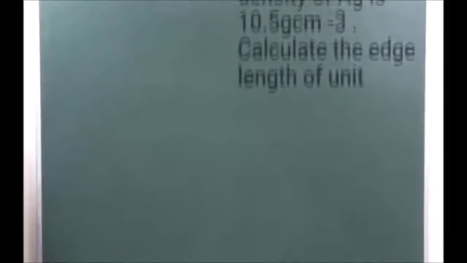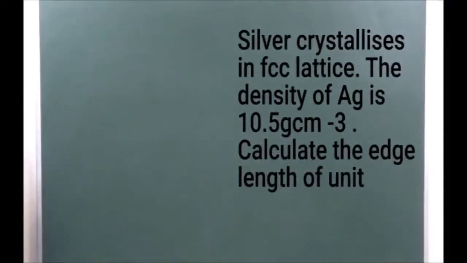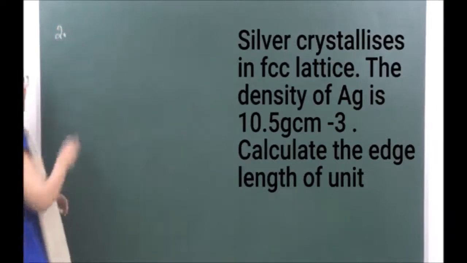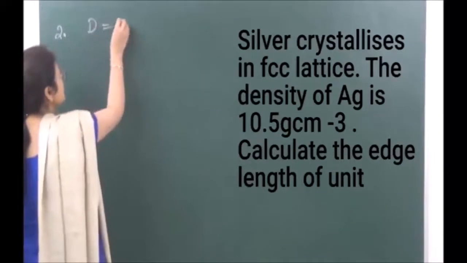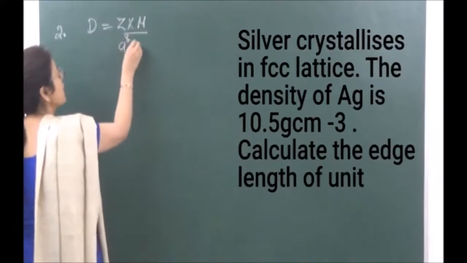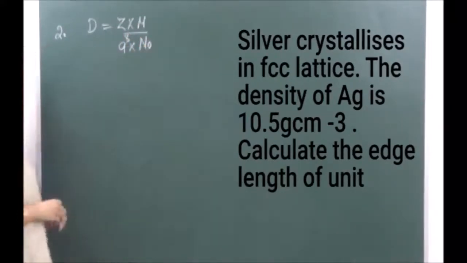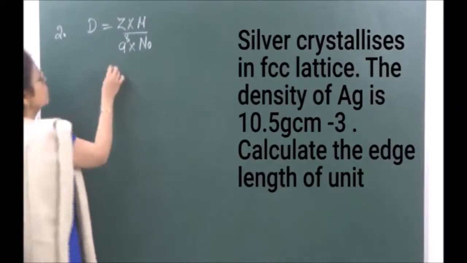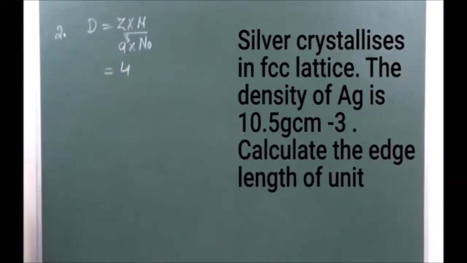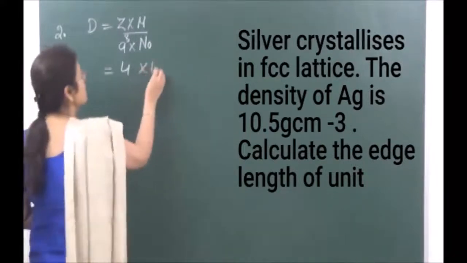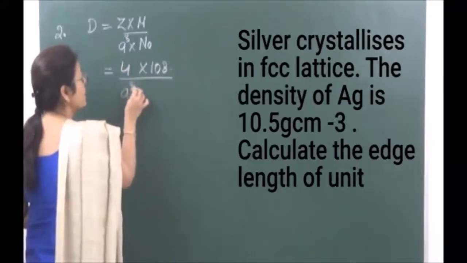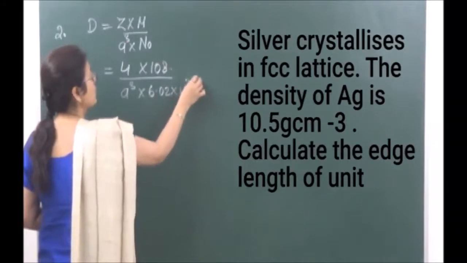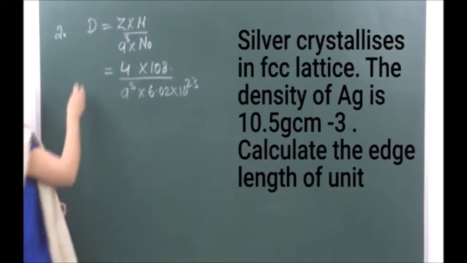So next question, let's see what the question is. Silver crystallizes in a face-centered cubic unit cell. The density of silver is 10.5 grams per centimeter cube. Calculate the edge length of the unit cell. So in this question, you have to calculate the edge length. We will apply the same formula. Density is equal to Z into M upon A cube into Avogadro's number. Now silver crystallizes in face-centered, so Z will be equal to 4, and the atomic mass of Ag is 108. A cube we have to calculate, into 6.02 into 10 raised to power 23, and the density given in the question is 10.5.